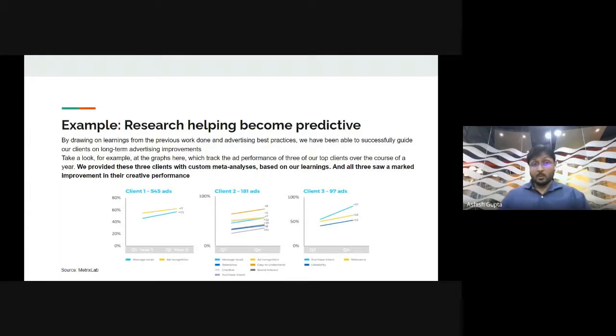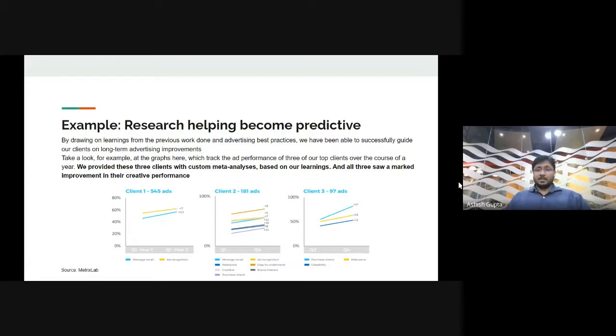Another thing which research can help you with is, how do you become more predictive? This is an example from the work we've done at MetrixLab, wherein there were 3 clients who really wanted to understand what advertisement would really click with consumers. Over a couple of years, they did a host of tests to understand what makes consumers click, what would make people stop and watch your ad, and do people get the message or not? And what is it that really is driving a specific creative or not?